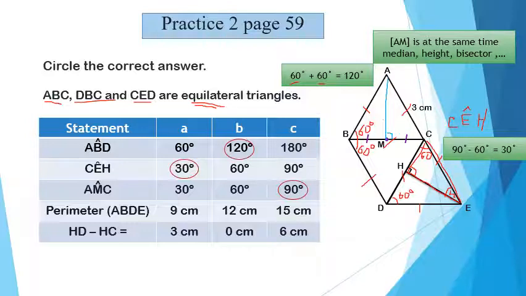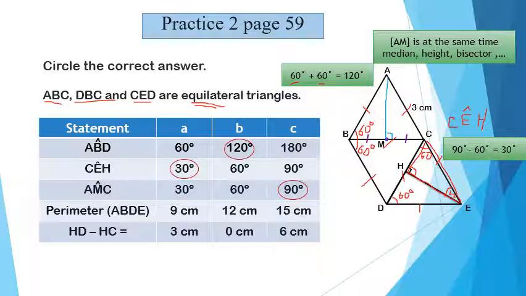90 degrees. Okay, keep in your mind that in an isosceles triangle only the median issued from the main vertex is at the same time a height, bisector and perpendicular bisector, but in an equilateral triangle a median issued from any vertex is a height, bisector and perpendicular bisector. Since AM is a height, AMC equals 90 degrees.